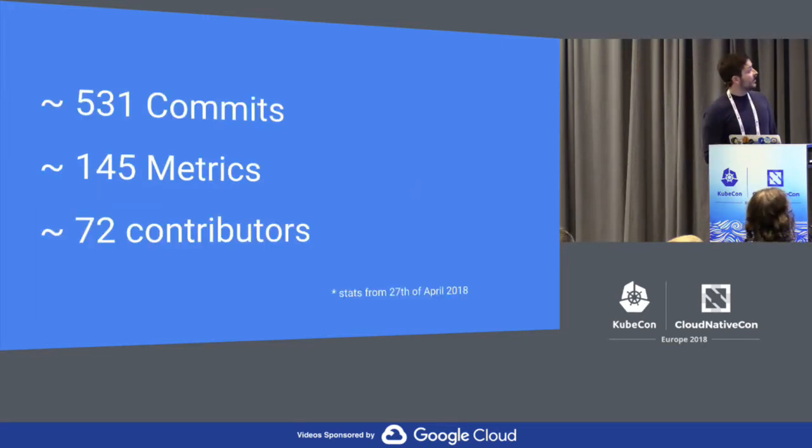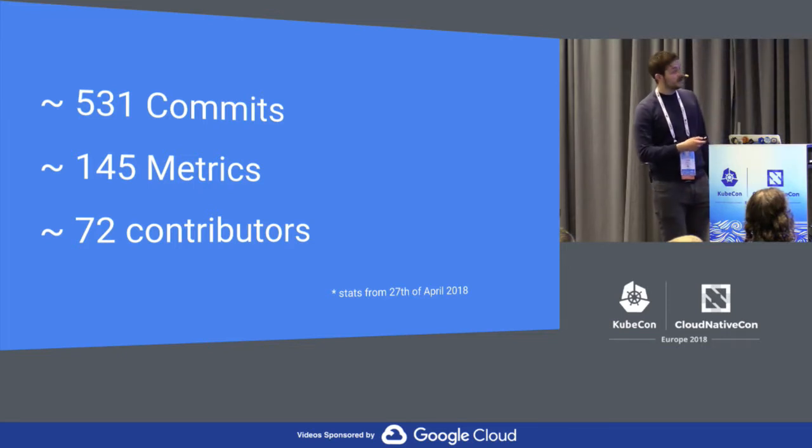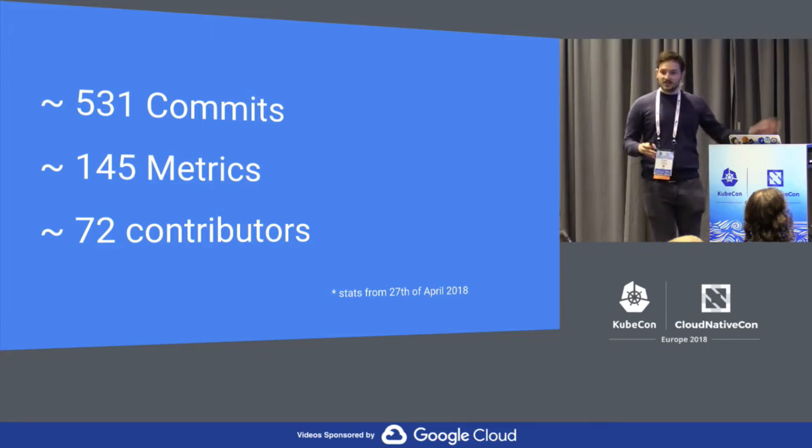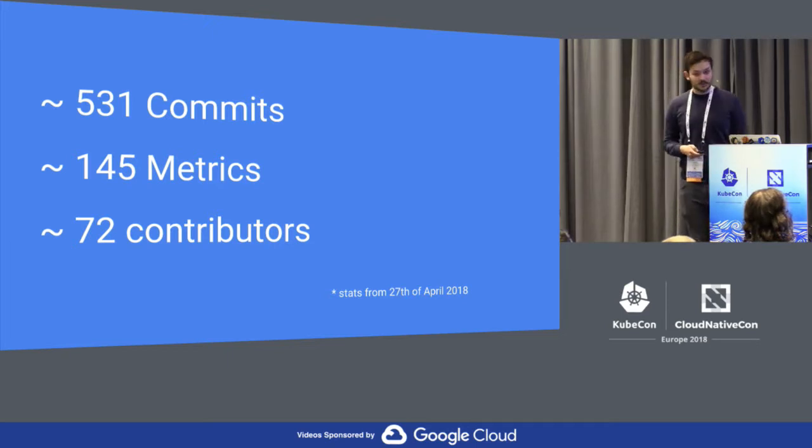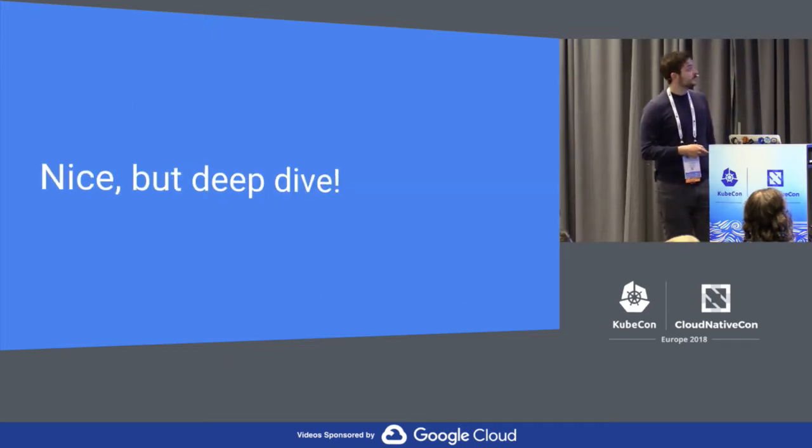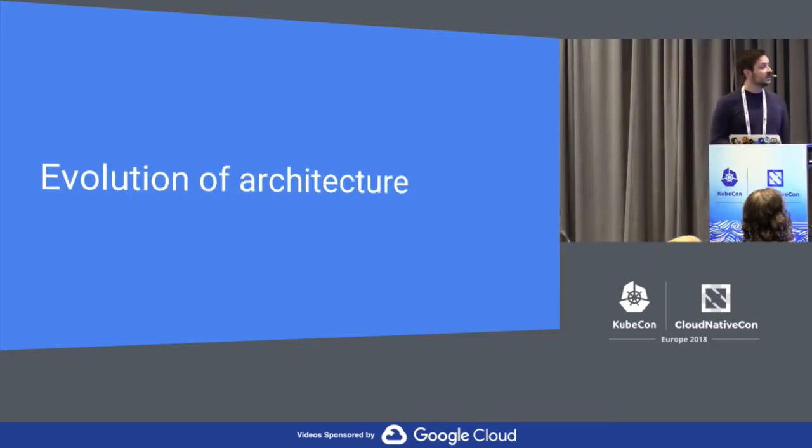Yeah, so now, fast forward to today, we have around 531 commits. This was like a week ago, I took off these statistics. We have 145 metrics and 72 contributors. I think that's pretty cool. So yeah, nice. But let's actually look at how this thing worked.